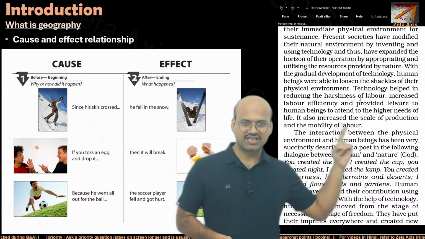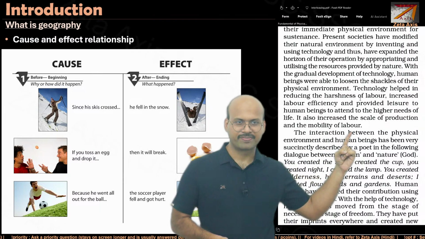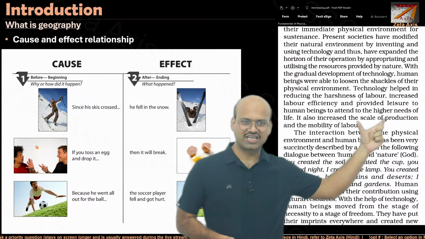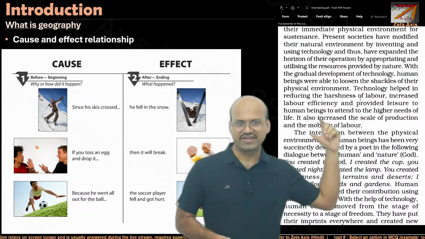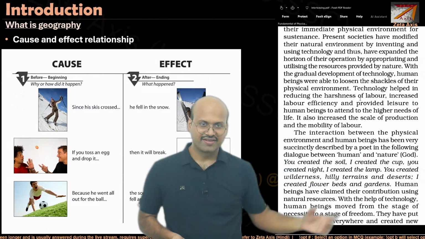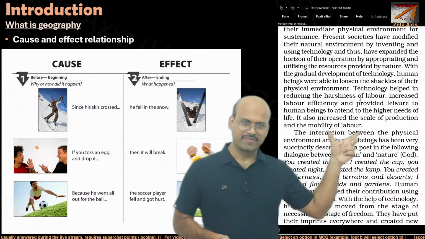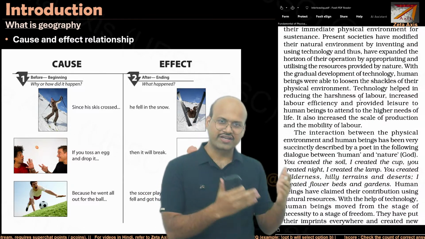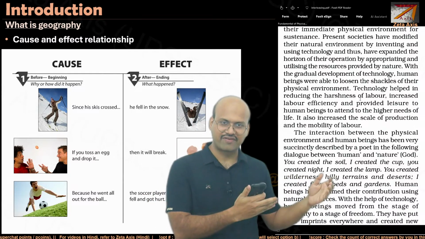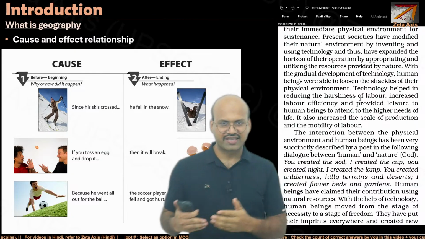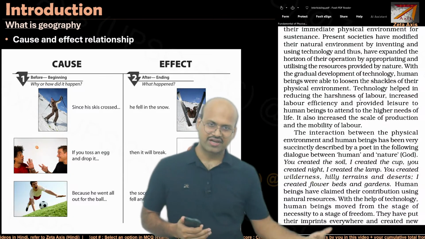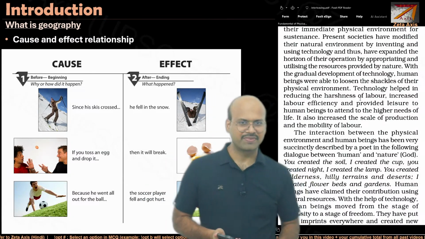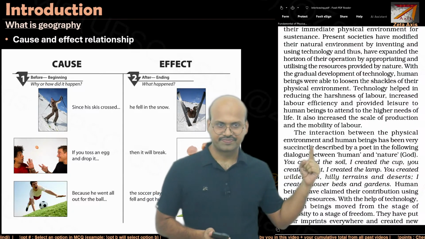It also increased the scale of production and mobility of labor. So it has also increased the scale of production. Now mass production is there. We have industries which are automated. There is mobility of labor, which means that the people who need to work in certain type, who are skilled and have certain skill set, they can be moved from one place to another where their requirement is there, and labor is highly mobile these days.